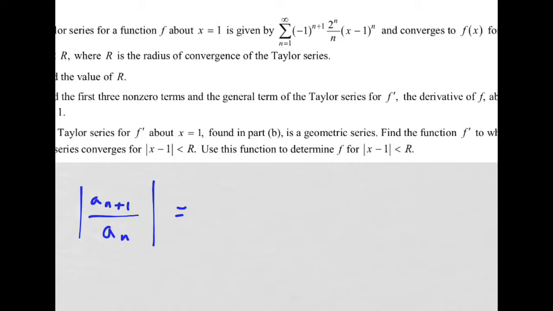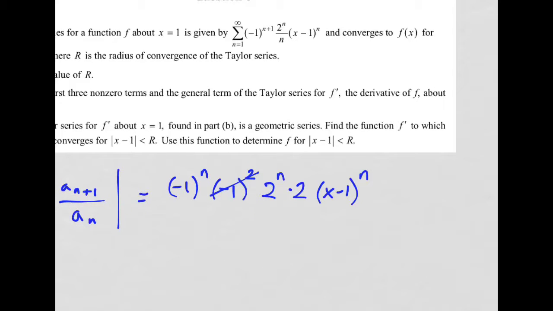I mean when I plug in an n plus 1 here, I get negative 1 to the n times negative 1 squared. Now that just goes away, because negative 1 squared is just 1. And then instead of 2 to the n plus 1, I write 2 to the n times 2. I'm skipping a step, but it goes a lot quicker. And then also x minus 1, instead of writing it to the n plus 1, I write it to the n, and then also times it by that, because that's to the 1. If I have the same base, I add the exponents. And then I still have the denominator, the absolute value, n plus 1.